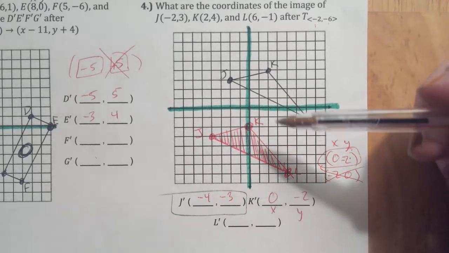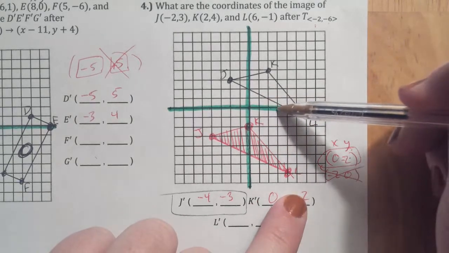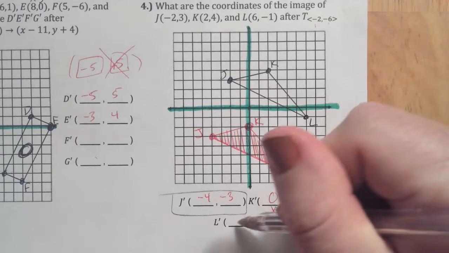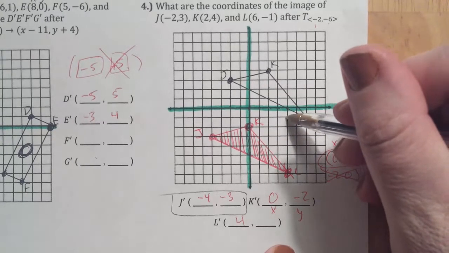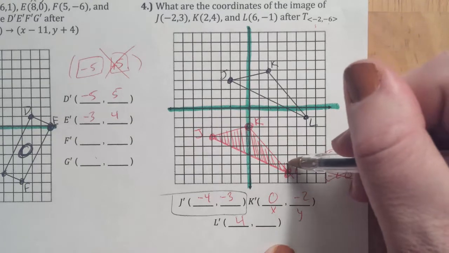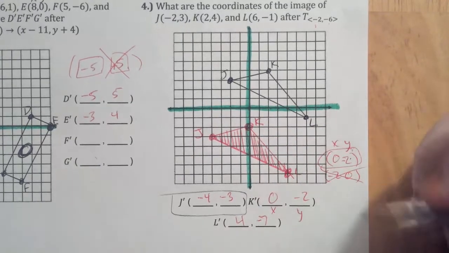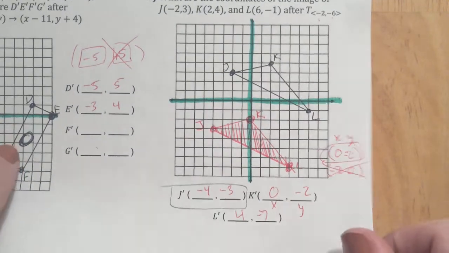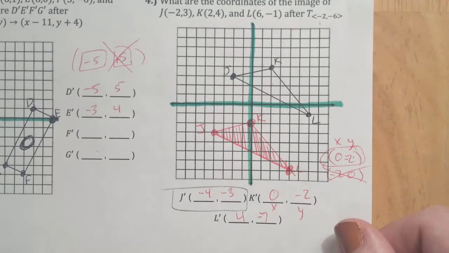All right, and where is L? And remember, we're focused on our red. So 1, 2, 3, 4. So that's positive 4. And then down 1, 2, 3, 4, 5, 6, 7. So negative 7. And there's your answer. All right, let's go ahead and go to page 2.